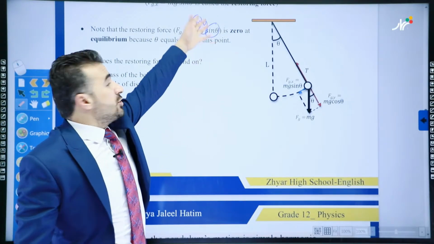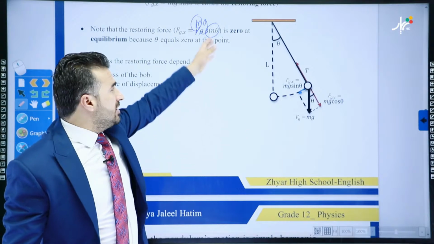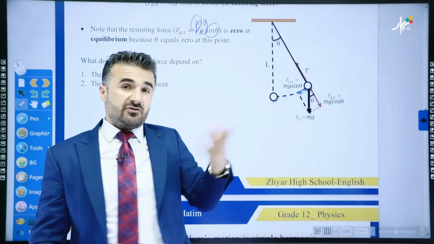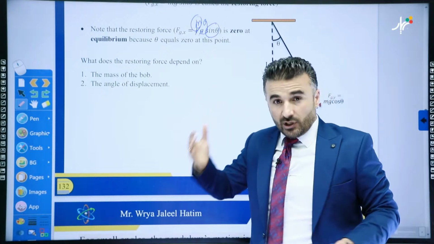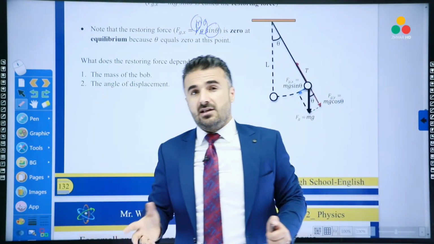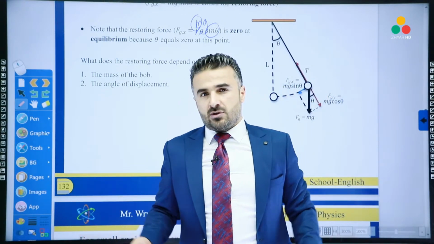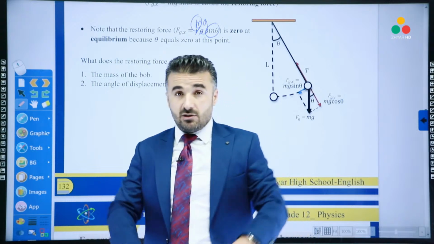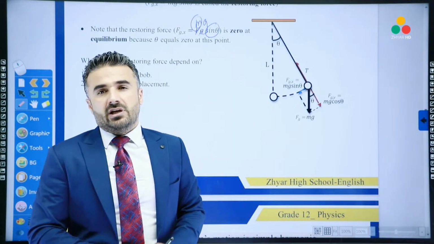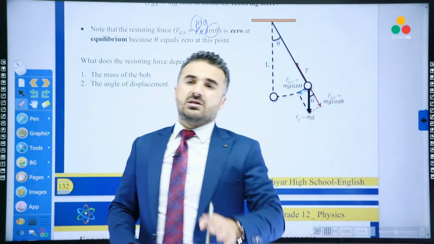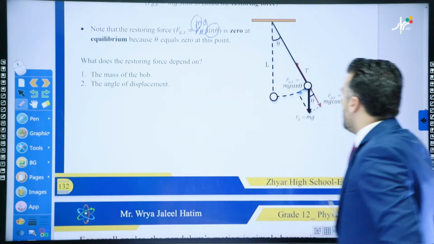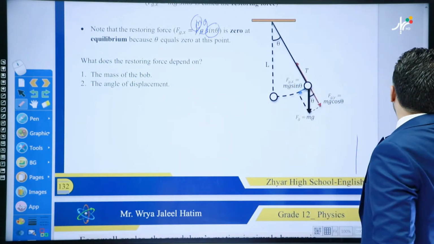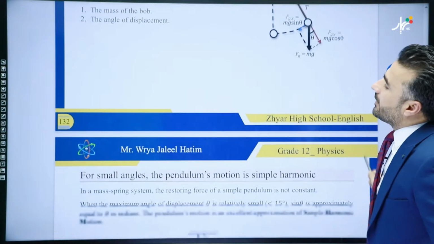And of course, this g is constant if it is on the Earth. But if we were doing this on different planets, we would say that it depends on the gravitational acceleration as well. But as long as it is on the Earth, we can say the restoring force depends on the mass of the bob and the angle which is displaced from the equilibrium.